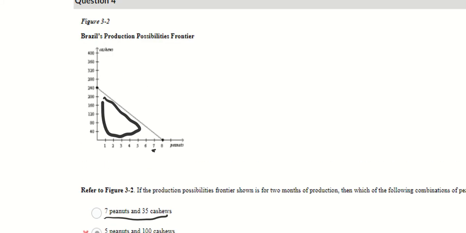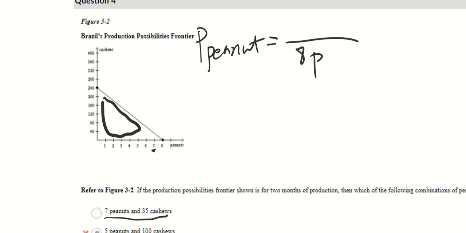And let's just say we're looking for the opportunity cost of peanuts. So the opportunity cost of peanuts, we're going to do the maximum peanut on the bottom. So that would be 8 peanuts. And then on top will be the maximum of the other good. So 240 cashew. And simplified, this would be 30 cashew, right? That means when you produce 1 peanut, it's going to cost you 30 cashew. Now, the maximum the country can produce will be 8 peanuts.